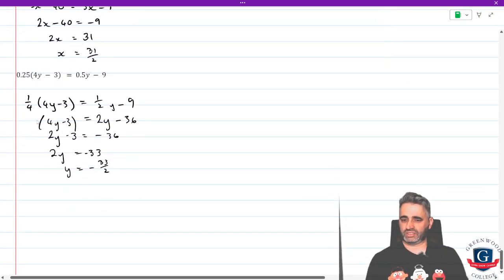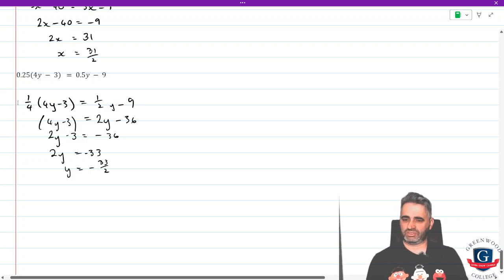Here's a fraction. I don't like working with fractions. Here's a decimal. I don't like working with decimals, so convert them to fractions. Be careful that this quarter applies to this term and this half only applies to this one, not this one, because there's no bracket here. And don't fall into the trap that I did the last time I did this video. I had to re-record the whole thing.